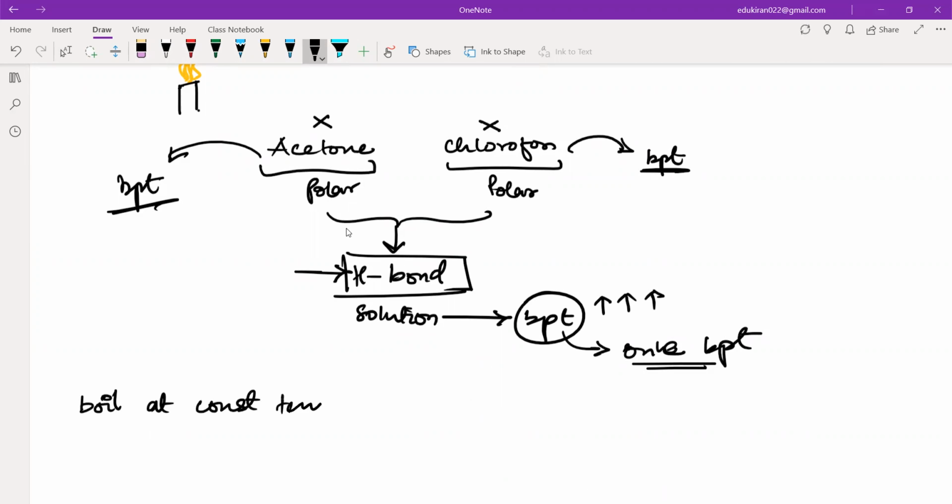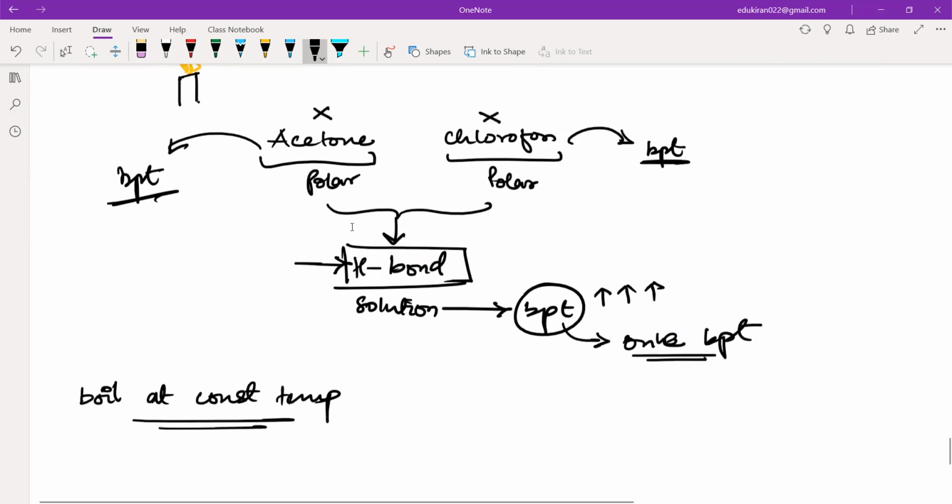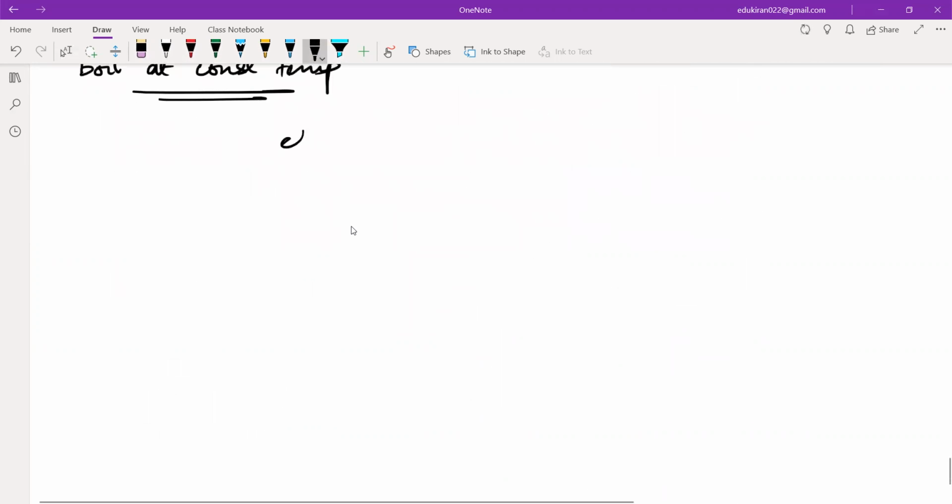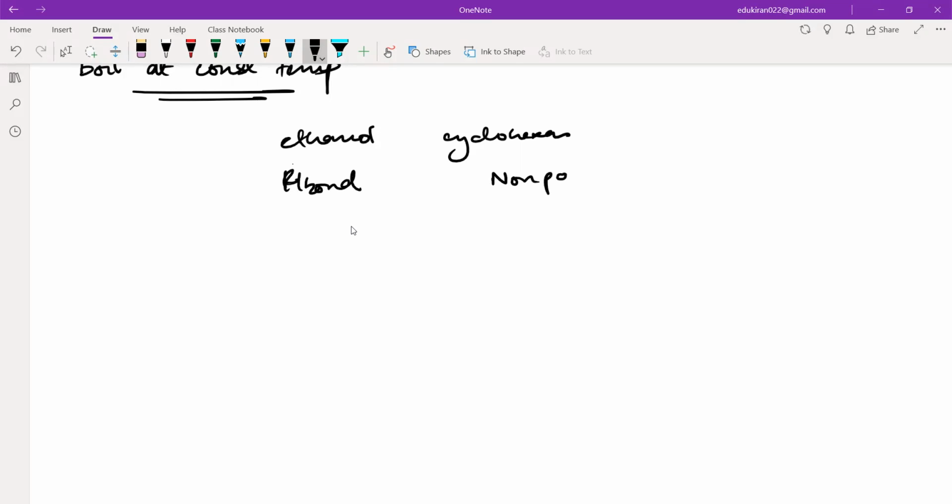constant temperature. Similarly, if I look at the example of ethanol and cyclohexane, then this is polar, this is hydrogen bond, this is non-polar, right? This is non-polar, this is hydrogen bond.